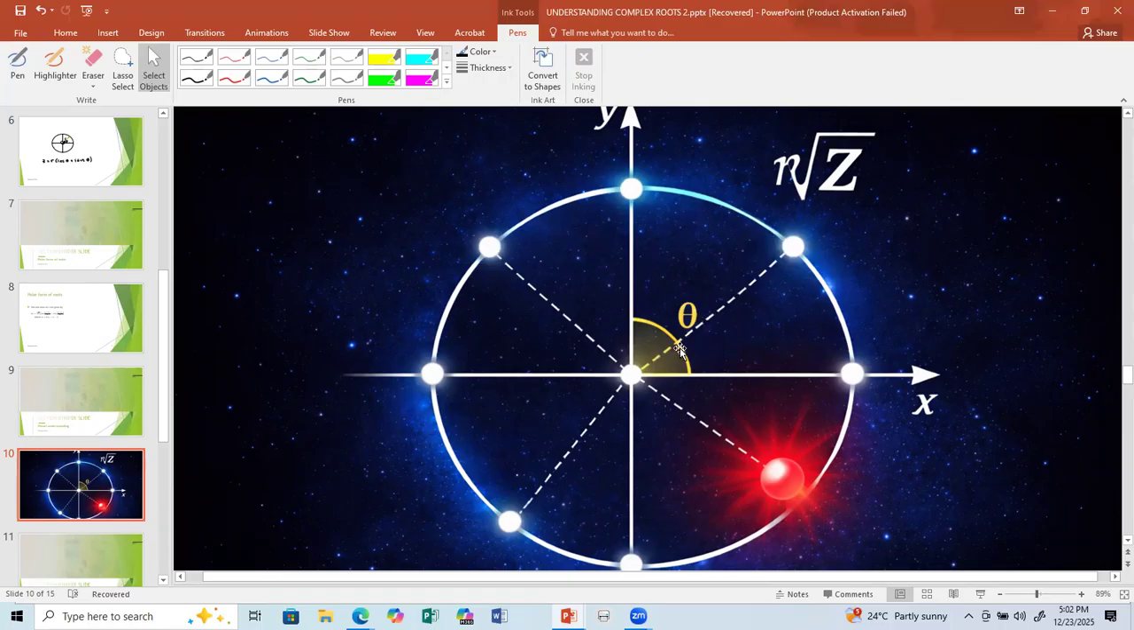Can you see that each of these complex roots is evenly spaced? In fact, there exists an equal angular spacing between the roots. As you can see, they are even. This diagram shows us that complex roots lie on a circle and they are symmetrically distributed. So that is a little representation of the nth root of a complex number.